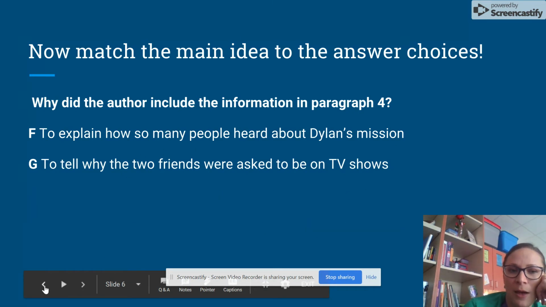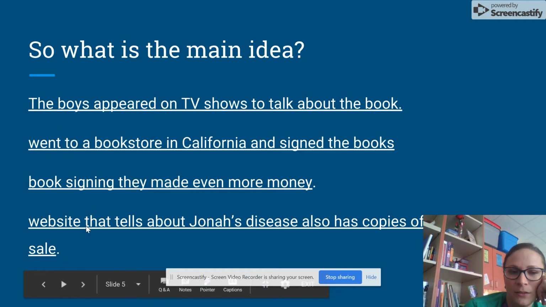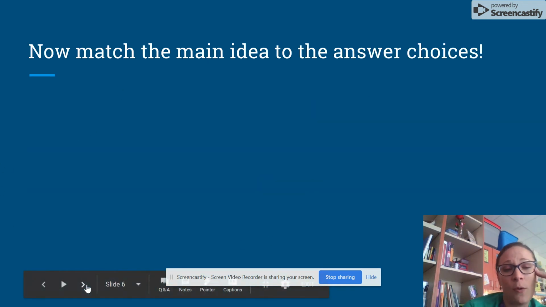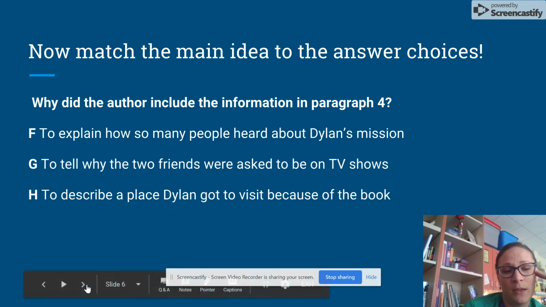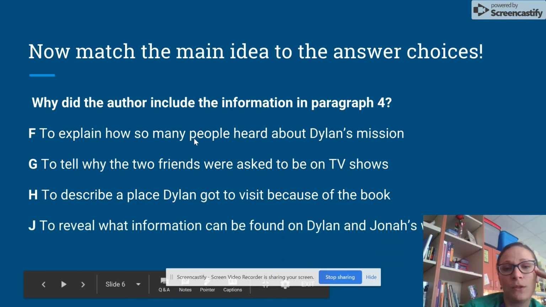So remember, if we go back to our details, it was the book on the TV show, they're at the bookstore in California, and that they had a website where they were also selling copies of the book. So they have lots of different places where they are telling people and sharing the book with people. So I would say that your main idea that matches the author's purpose would be F, to explain how so many people heard about Dylan's mission. Because they had the books on the TV show, they heard about it in California at the book signing, and they had a website. So it's explaining to us why so many people heard about his mission, right?